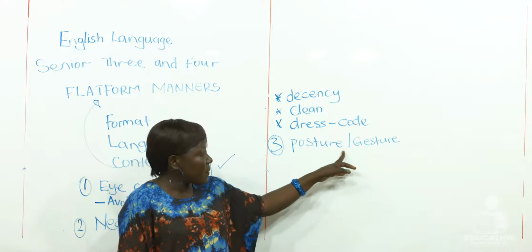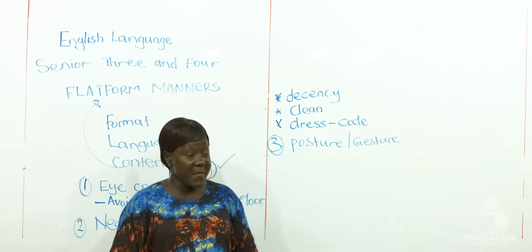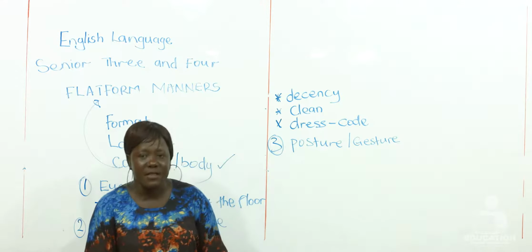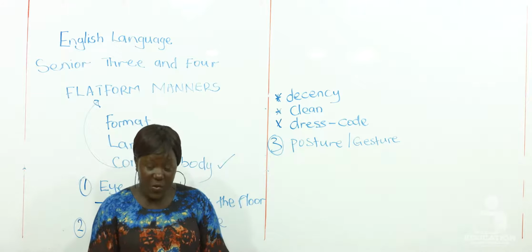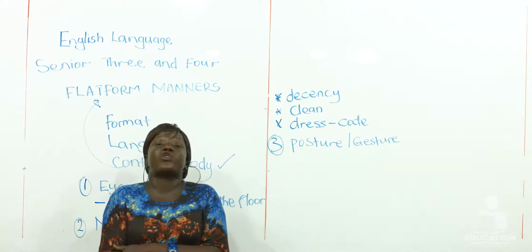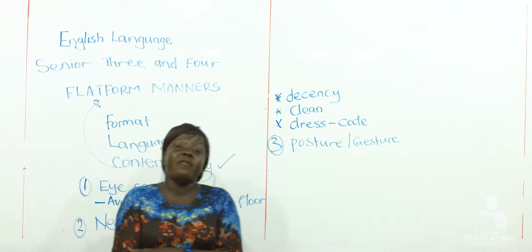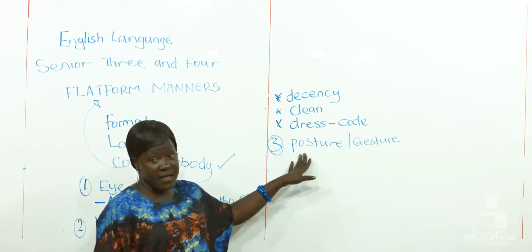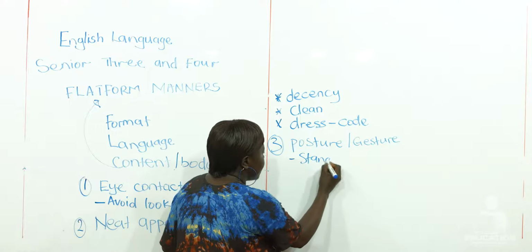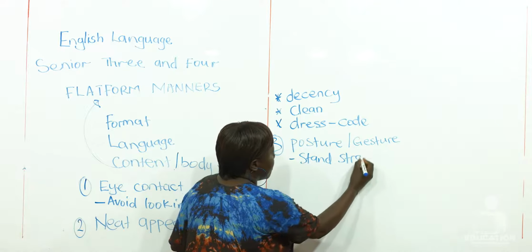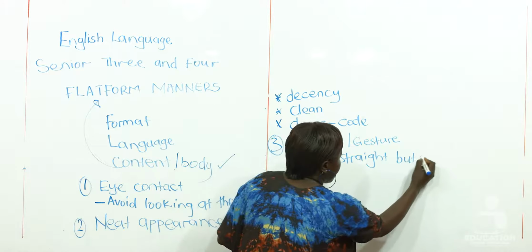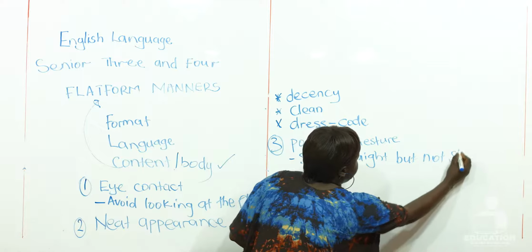Be very careful here. If you're making a speech while seated, then you should not cross your legs. Don't cross your legs when seated. Don't fold your arms unless you are demonstrating something. You should be very careful under this gesture. So here, stand straight, but not stiff.